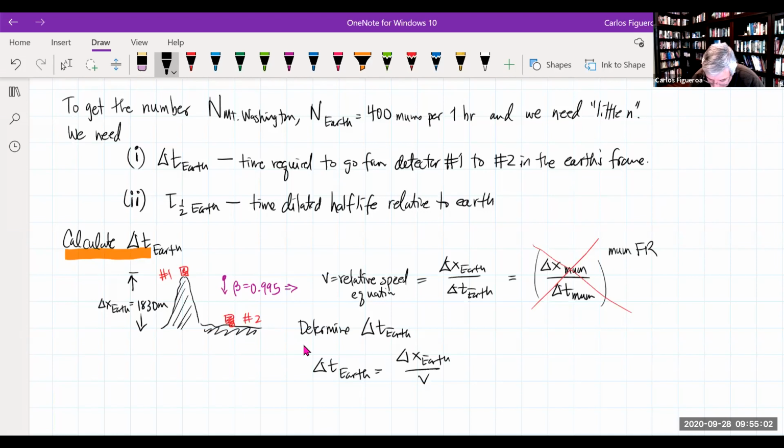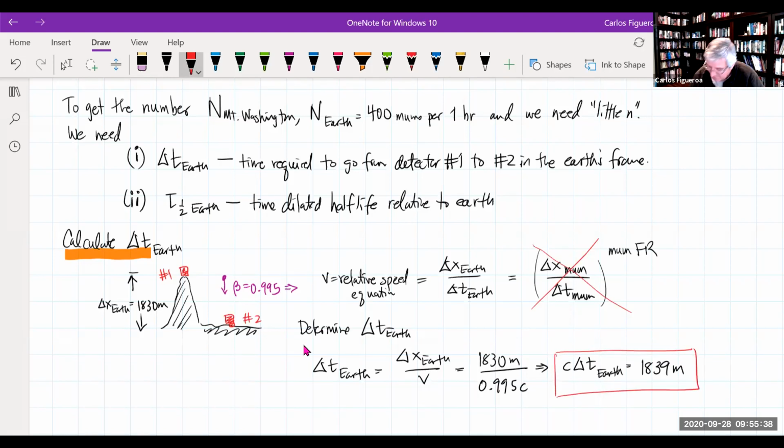So if I look at this, I know that the distance is 1830 meters. I know that the speed is 0.995 c. So therefore, c delta T of Earth is going to be 1830 divided by 0.995, and then I get a distance of 1839 meters. So I've calculated the first part of little n.